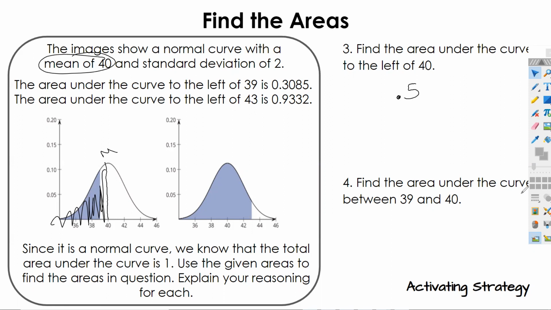Now, find the area under the curve between, there's that keyword, 39 and 40. Well, they told us 39 was this, and then we just found 40 here, right? So what are we going to do? We're going to subtract 0.5 minus 0.3085. And that's going to give us 0.1915.